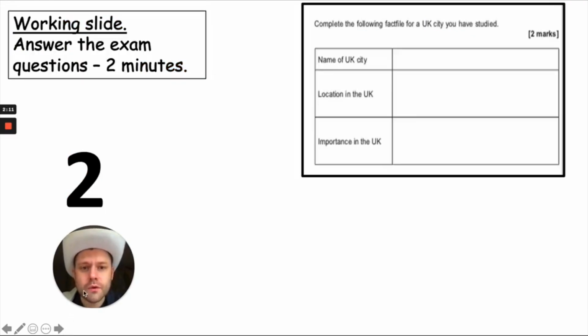So, we've done that. So, this next question, nice easy one. The only pitfall I can see people might fall down is they put something like Rio because they don't read the question properly. Now, obviously, we're doing Birmingham because this masterclass is about Birmingham. But write the name of the city up there, and then you need to say where it's located in the UK and the importance to the UK.